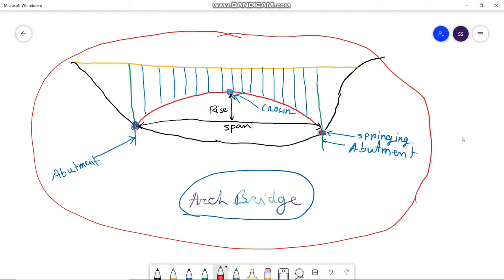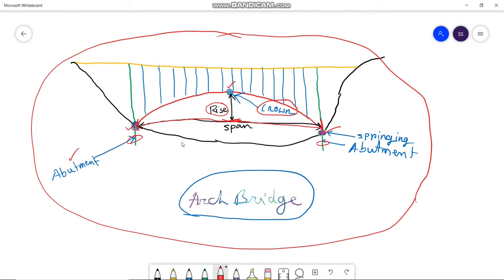This is the abutment, and the springings are here, and sometimes at the topmost point, which is called the crown, there is a hinge. The height of the crown from the support level is called the rise, and this is the span of this arch from here to here.